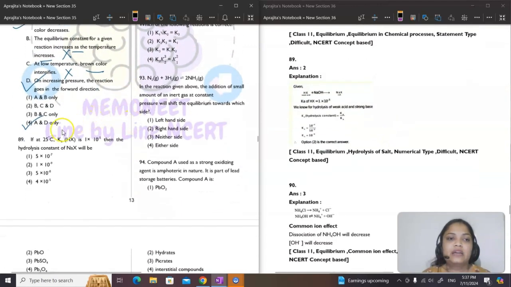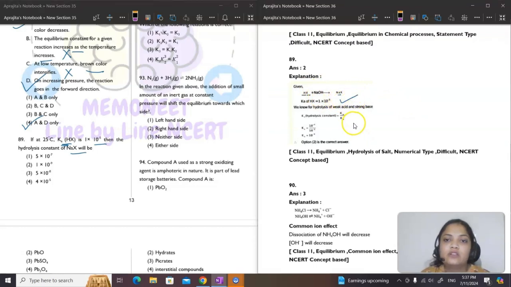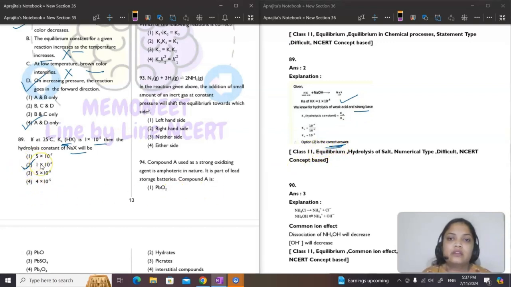Question number 89. If at 25 degrees Celsius the Ka is given, then the hydrolysis constant for NaX would be. So Ka for HX is given. So the hydrolysis constant you can find out from here. It will come out to be option number 2, 10 to the power minus 9.